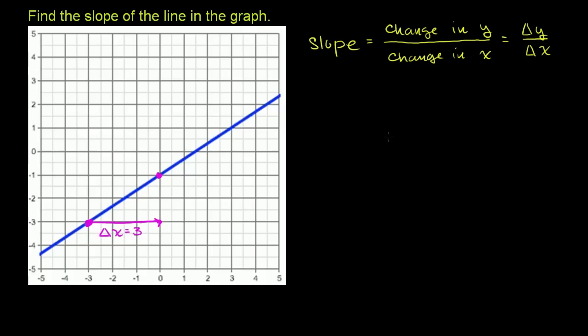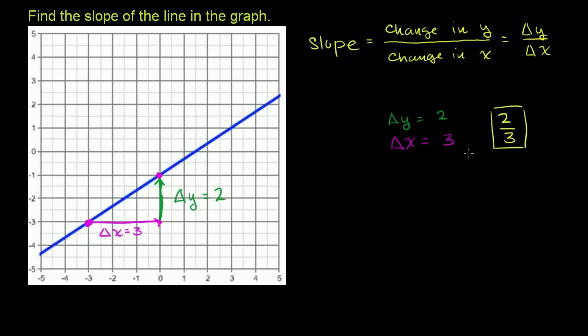So let me write this. Change in x, delta x, is equal to 3. And what's my change in y? Well, my change in y, I'm going from -3 up to -1. Or you could just say 1, 2. So my change in y is equal to +2. So let me write that down. Change in y is equal to 2. So what is my change in y for a change in x? Well, when my change in x was 3, my change in y is 2. So this is my slope.